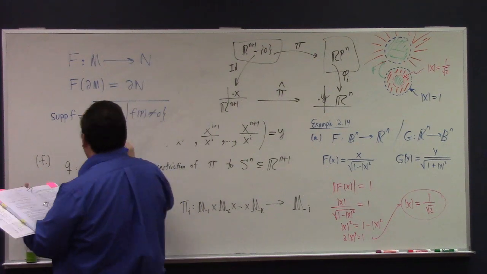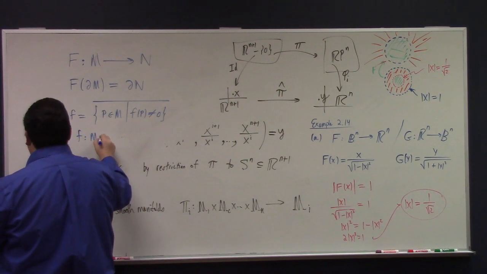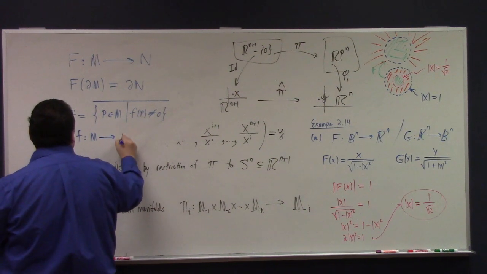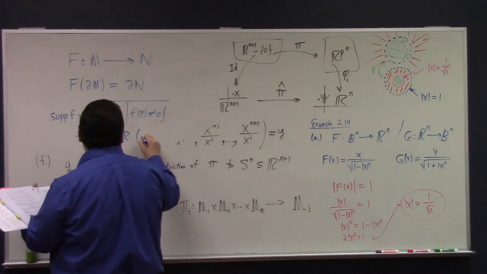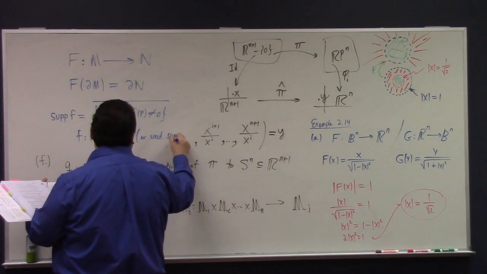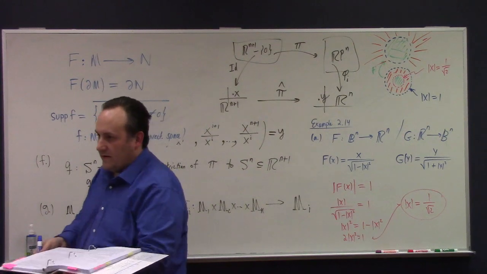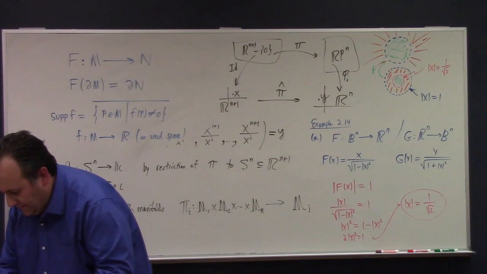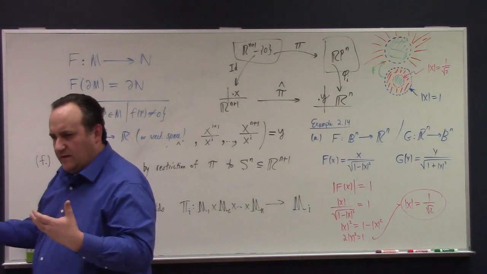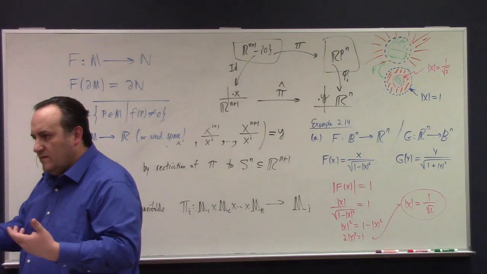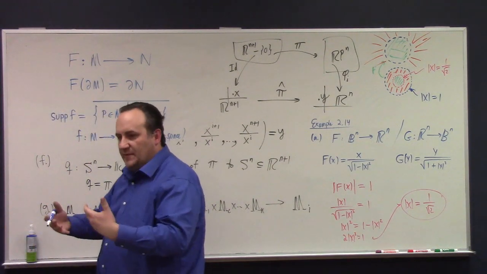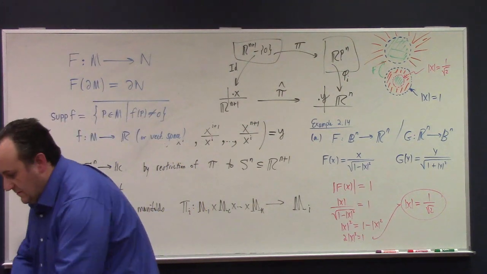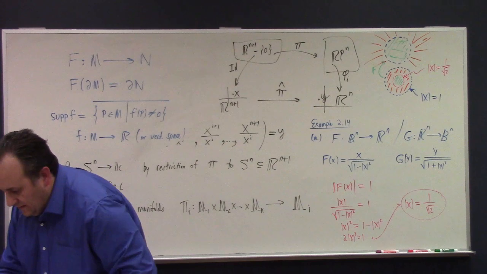Here, f is a mapping from the manifold to either R, or it could be a vector space. So it could be a real-valued or a vector space valued map, right? You can define the support, all right? So the support is basically a set that contains all of the points in the domain on which the values of the function are non-zero.